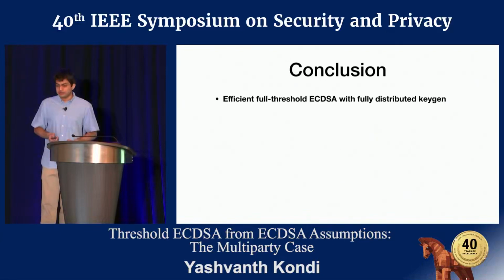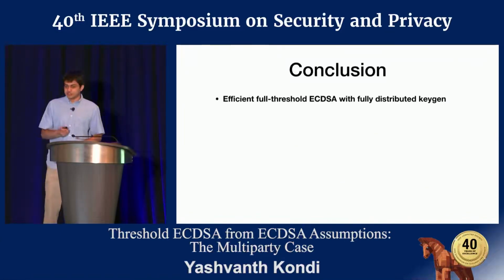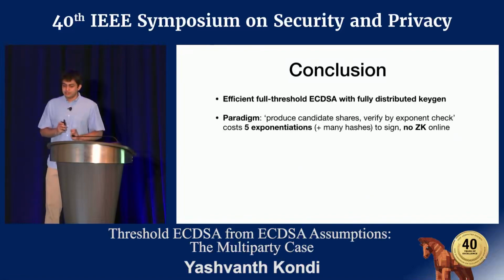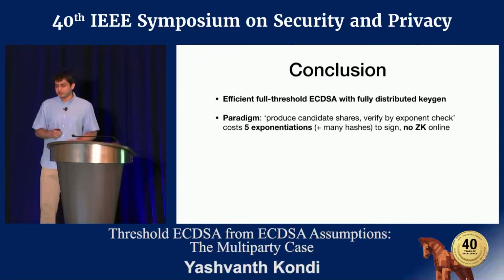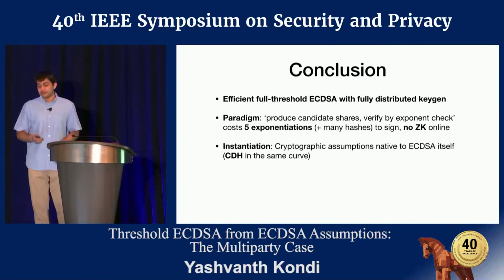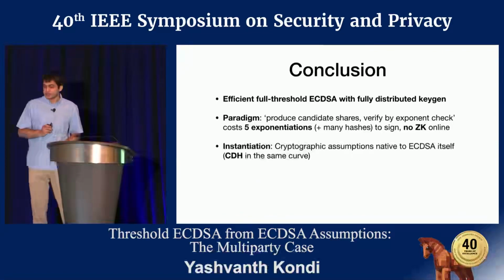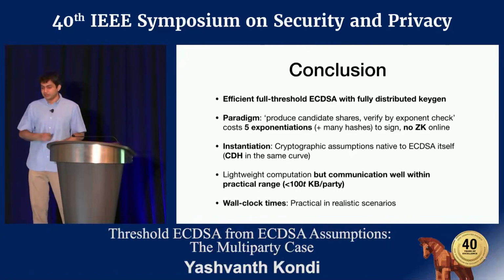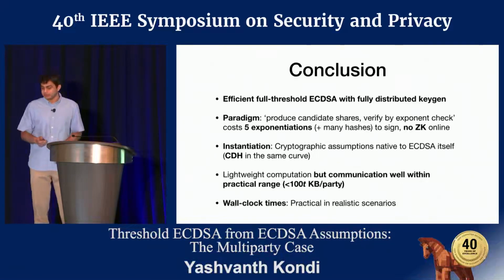Right, so in conclusion, we have an efficient full threshold ECDSA scheme with fully distributed key generation, and our paradigm is of producing candidate shares and verifying which checks in the exponent. And this costs just a handful of exponentiations, a few hashes, and some zero knowledge online, with no zero knowledge online, sorry. And we instantiate this with assumptions that are native to the curve of ECDSA. And overall, our approach is light on computation, but communication is quite practical for many cases, as we show with our benchmarks of our implementation.